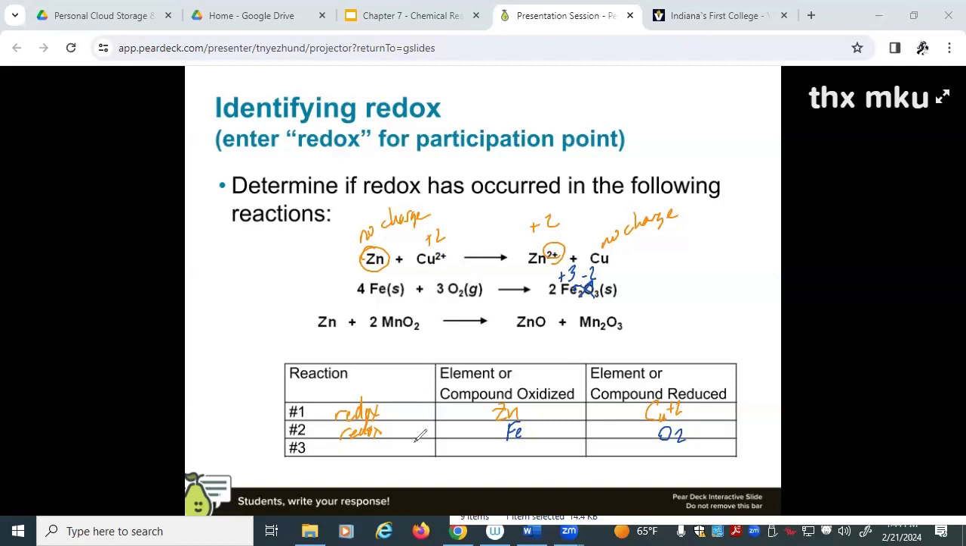All right, last one here. All right, this one's kind of tough. What we have to think about is if I've got -2 charges from the oxygen here, I should be able to see that the zinc went from a 0 charge to a +2 charge. And so the zinc again is getting oxidized, which means that the manganese 4 oxide got reduced.